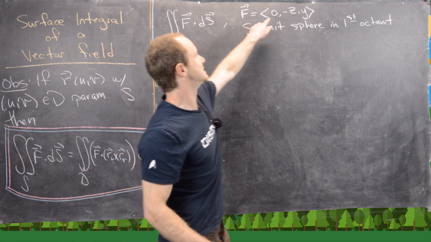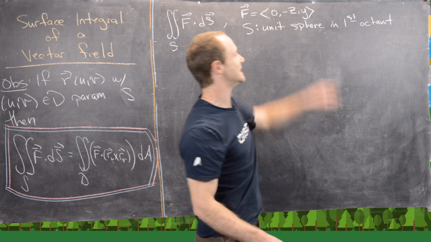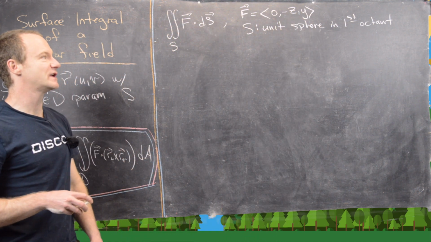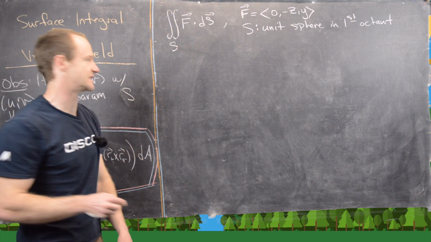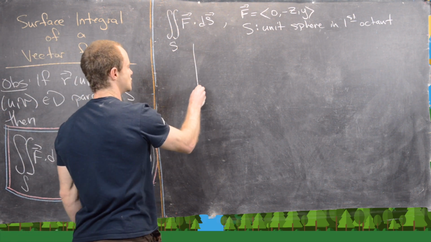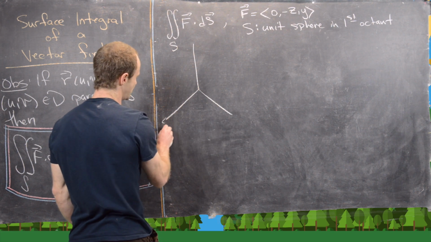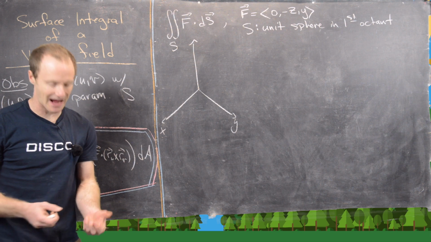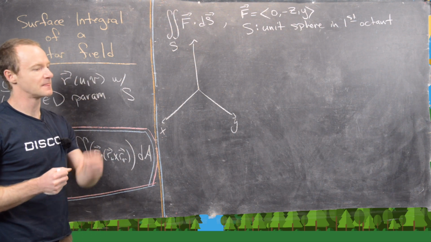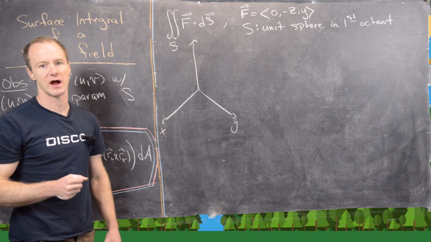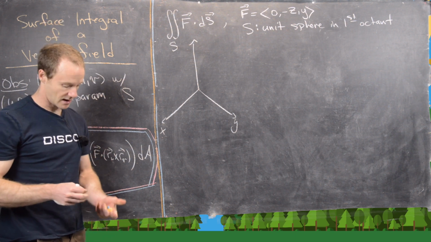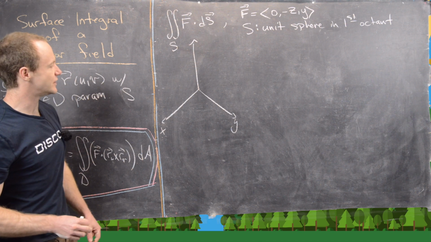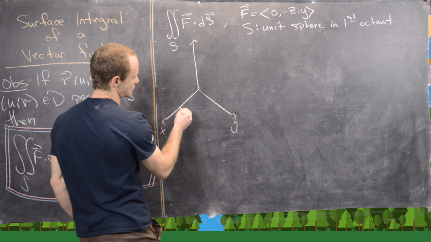The example we want to look at first is this integral of F dot dS, where our vector field F is (0, -z, y), and our surface is the unit sphere in the first octant. So let's go ahead and draw a picture of this, which is not super necessary because this is a pretty simple surface, but I think it's good to draw pictures because it turns on the creative part of your brain, which is super important for math, maybe more important than anyone thinks.